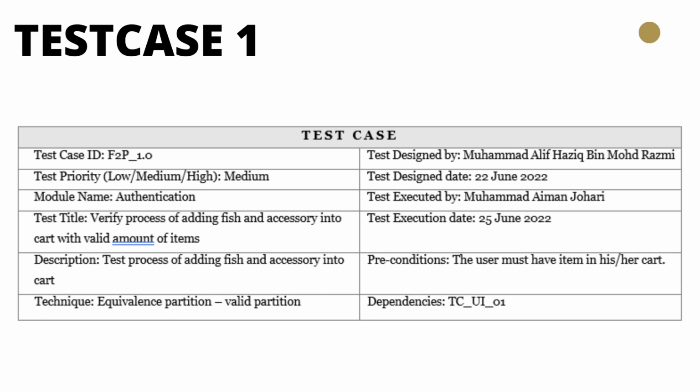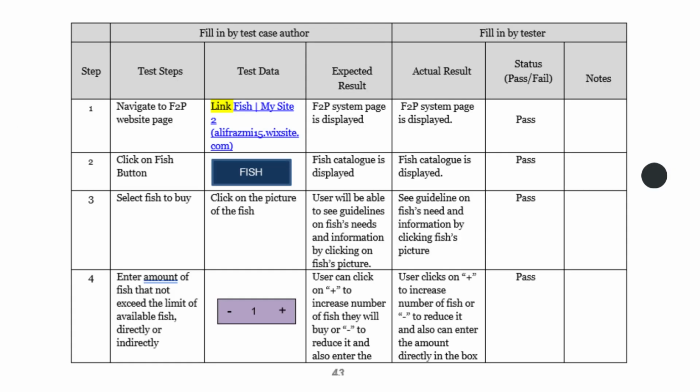The first step will be navigate to F2P website page. The test data: user can click on the link and F2P system page will be displayed. Step 2, click on fish button. Fish catalog will be displayed. Step 3, select fish to buy.